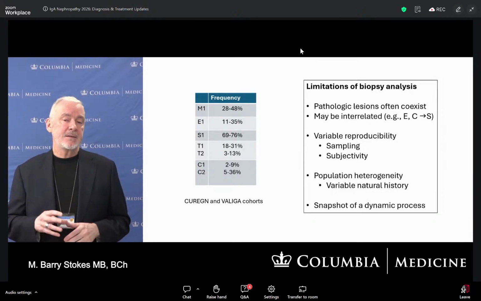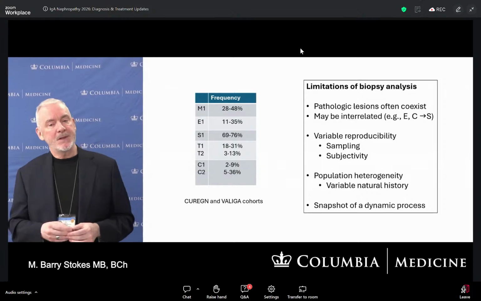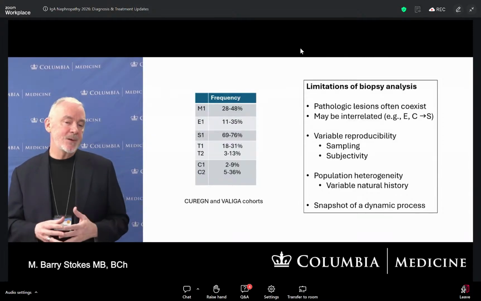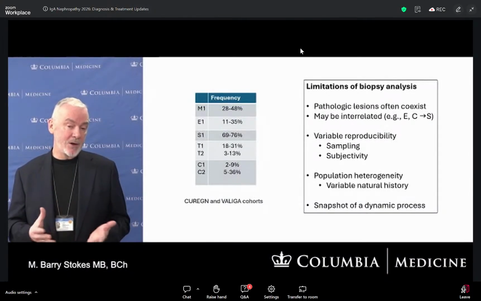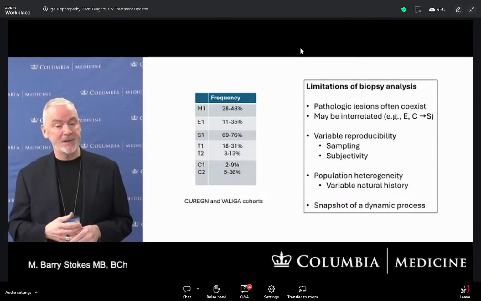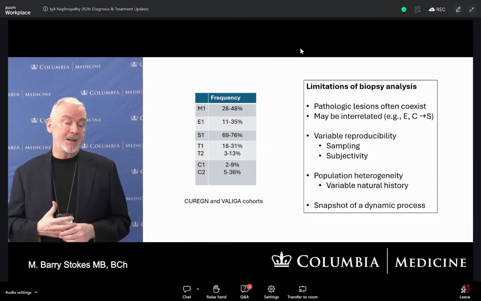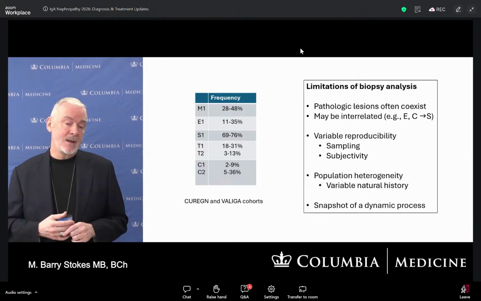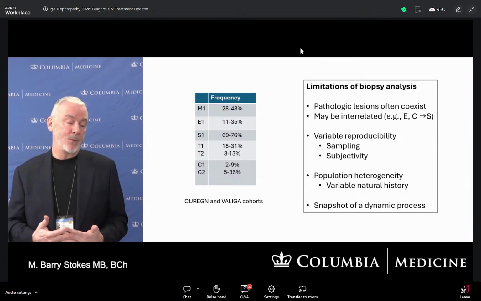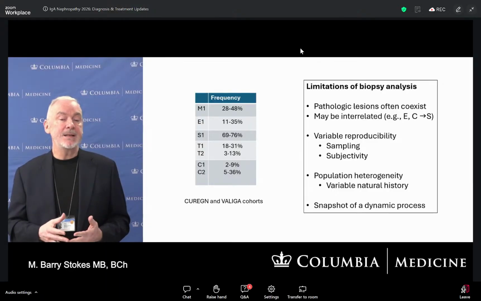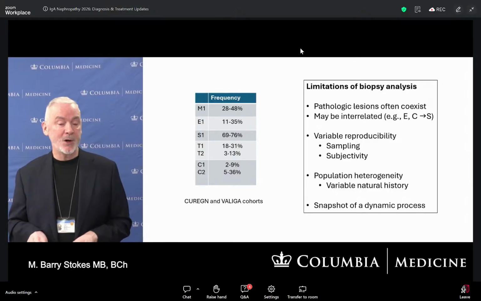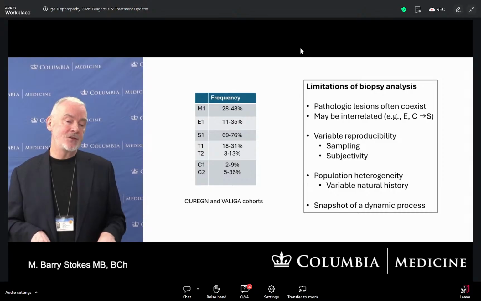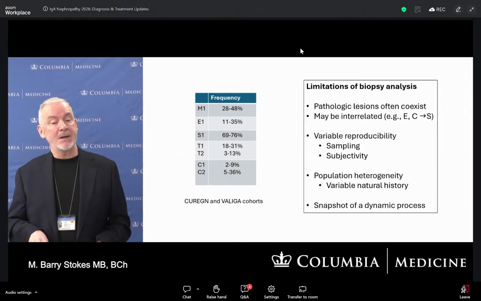So this scoring system has variable reproducibility, and pathologists in general as well, unfortunately we don't always agree even when we're looking at the same thing. So there's a subjective element to assessment of these lesions, and that impacts the reproducibility of the MEST scoring system. And then probably more important, there are other factors before even doing a biopsy. There's heterogeneity in the population that's being studied. So in different parts of the world, for example in Asia, IgA nephropathy tends to have a more aggressive course with a worse outcome.